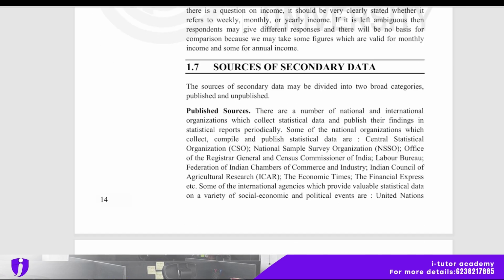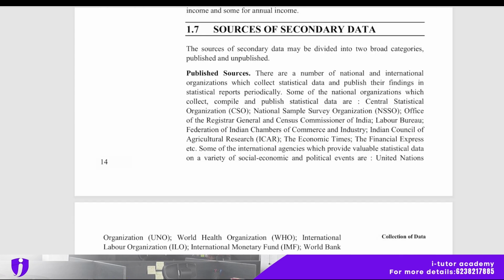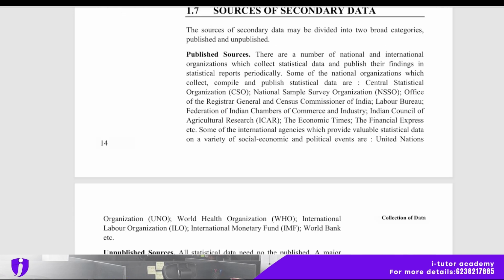And the next is sources of secondary data. The sources of secondary data may be divided into two broad categories: published and unpublished. Published sources: there are a number of national and international organizations which collect statistical data and publish their findings in statistical reports periodically.